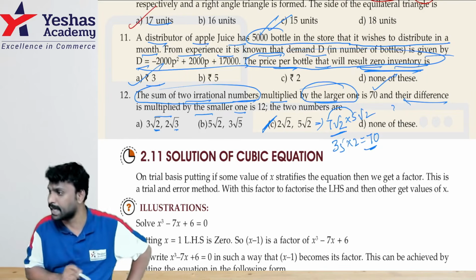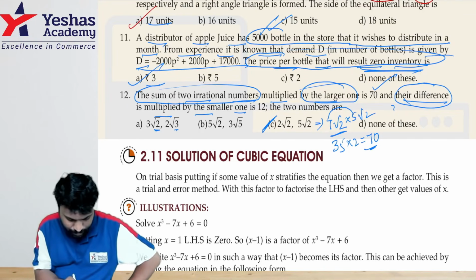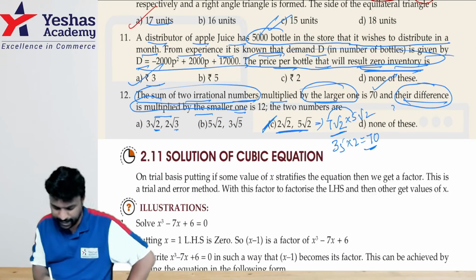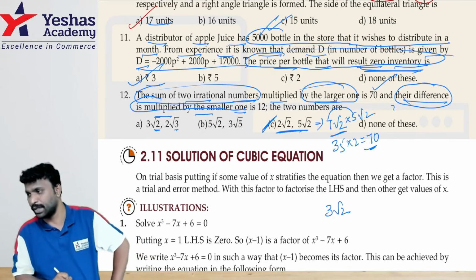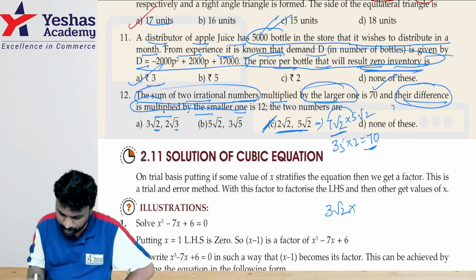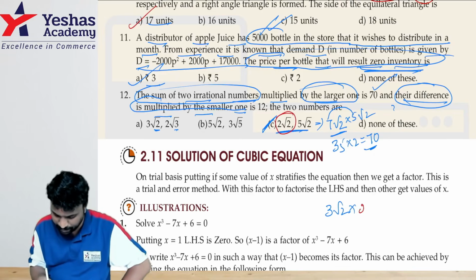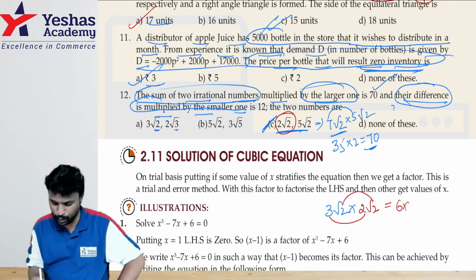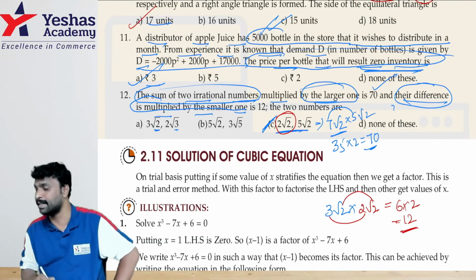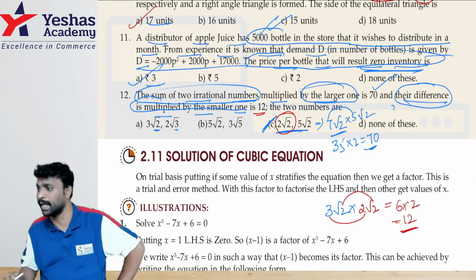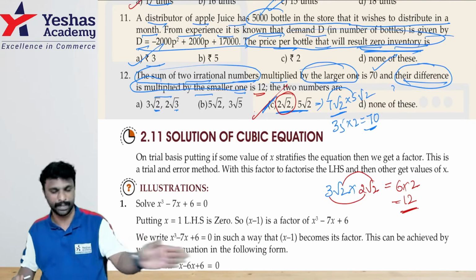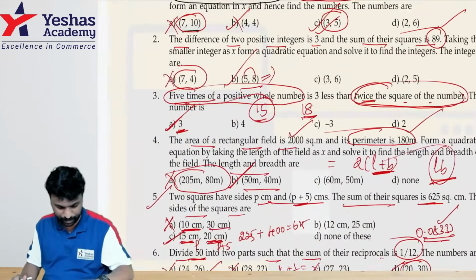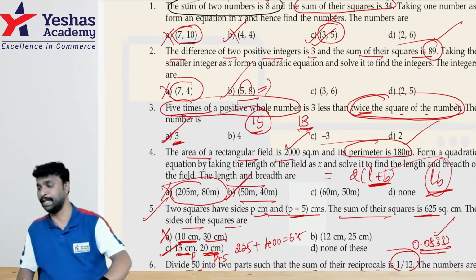What have they said as a second condition? Their difference is multiplied by the smaller one. First of all, what's the difference between these two numbers, 2 root 2 and 5 root 2? It is 3 root 2, isn't it? The difference is 3 root 2 and multiplied by what? The smaller one. What's the smaller one here? 2 root 2. So when I multiply this with the smaller one, first of all 3 2s are 6, root 2 into root 2 is 2, and the result is 12. What have they given? It is 12 only. That means option C is the right answer. Option C is the right answer. Guys, with this the exercise H is completed.